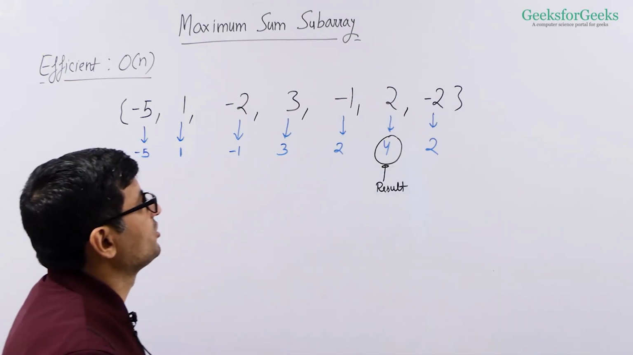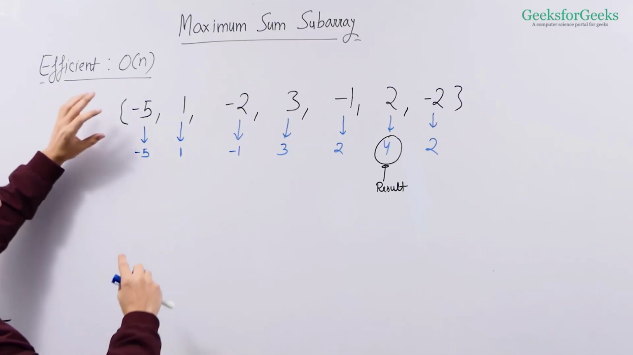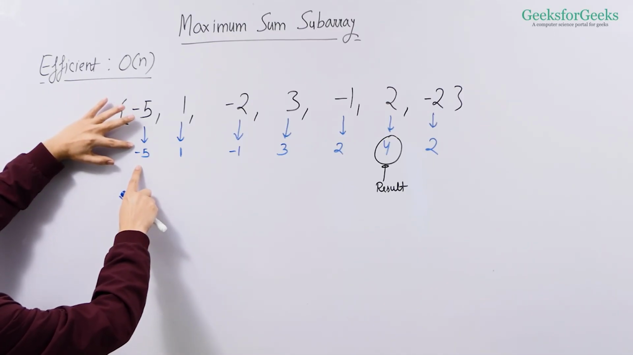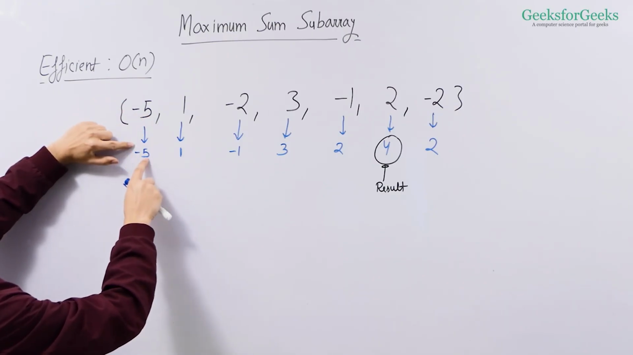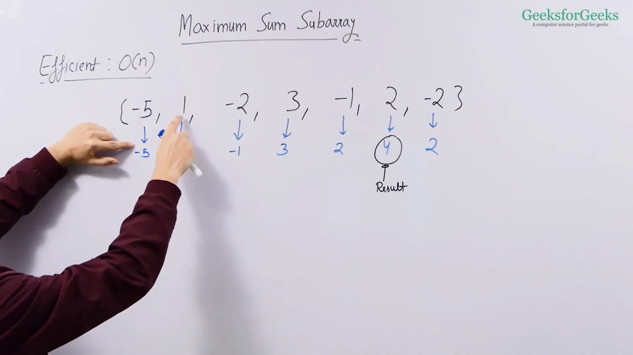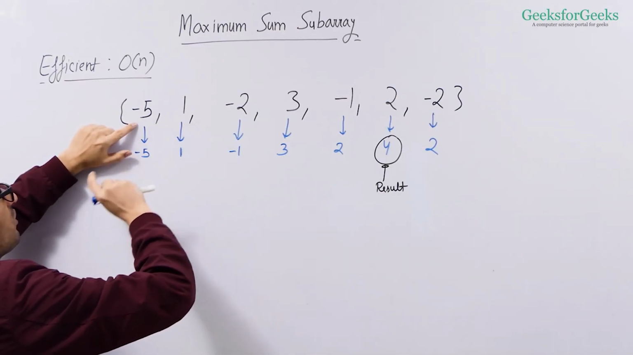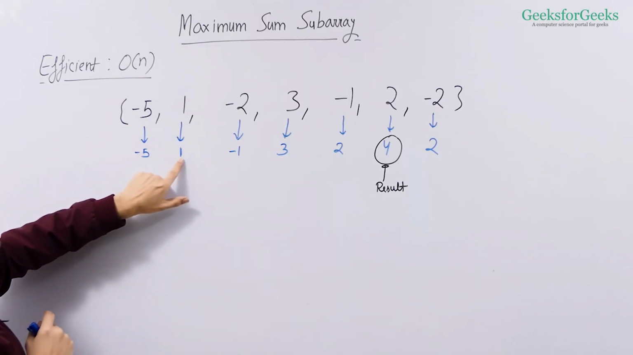Let's understand this solution with this example. For every element, I have written maximum sum of a subarray that must end with this element. For -5, it's -5 because there's only one choice. For 1, you have two choices. You can either take -5 plus 1 or you can take 1 only. Maximum of these two is 1.